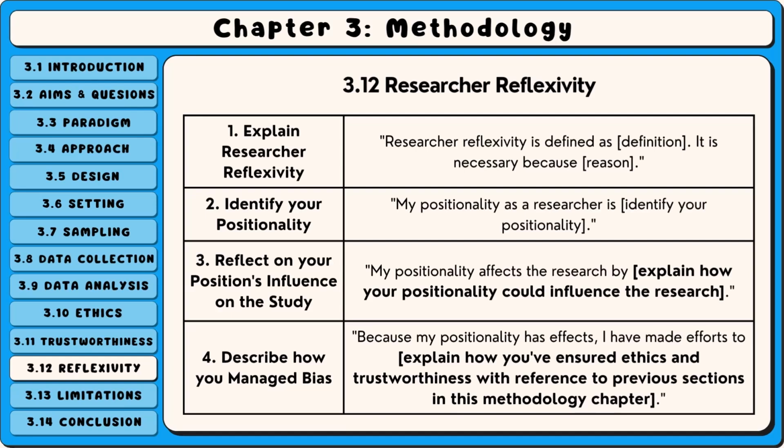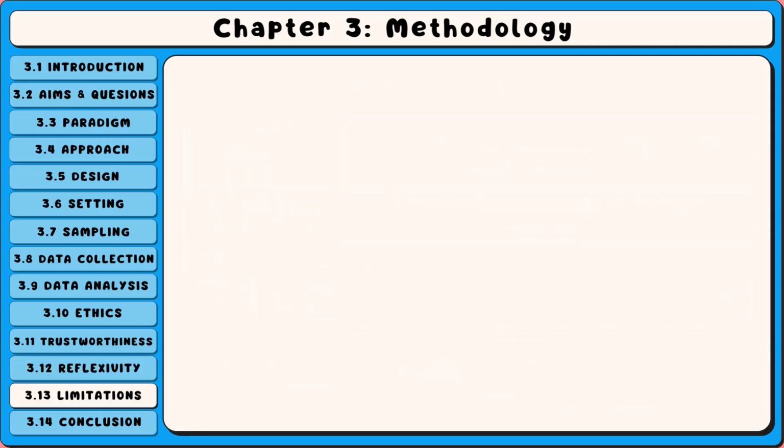That brings us to the end of section 3.12 on researcher reflexivity. In this section, you should have explained the concept of researcher reflexivity, identified your own positionality, reflected on your position's influence on the study, and described how you managed bias in the study. The next section is section 3.13, which outlines the methodological limitations.